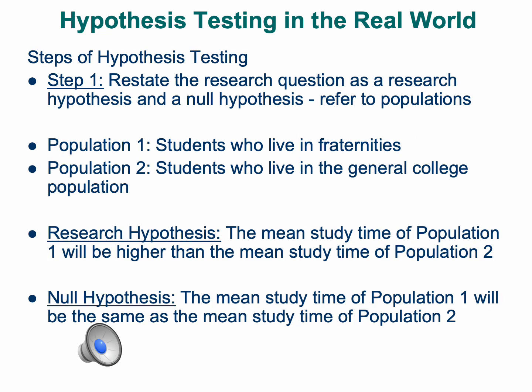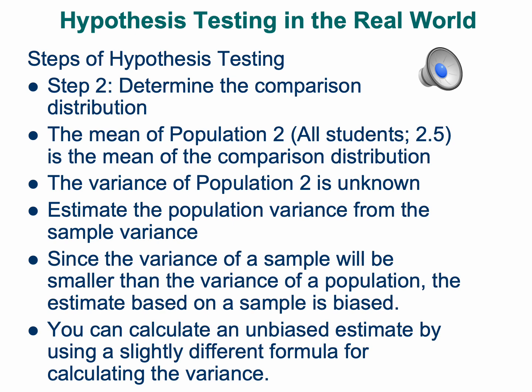Once again, we will go through the steps of hypothesis testing in order to test if the numbers are significantly different. Okay, step 1, as always, is to restate the research question as a research hypothesis and a null hypothesis, and refer to populations. Population 1 are students who live in fraternities, and population 2 are students who live in the general college population. The research hypothesis will be the mean study time of population 1, students who live in fraternities, will be higher than the mean study time of population 2, students who live in the general college population. The null hypothesis will be the mean study time of population 1 will be the same as the mean study time of population 2.